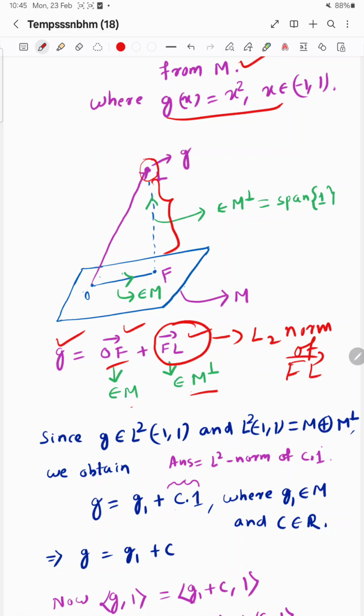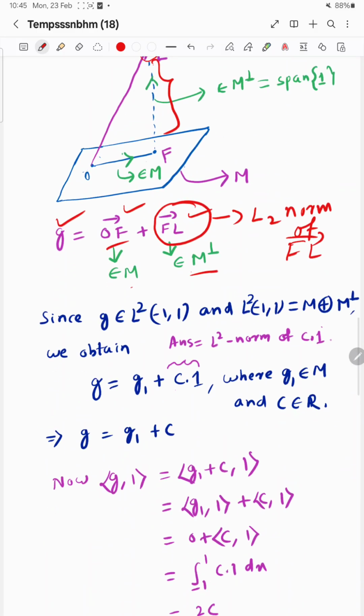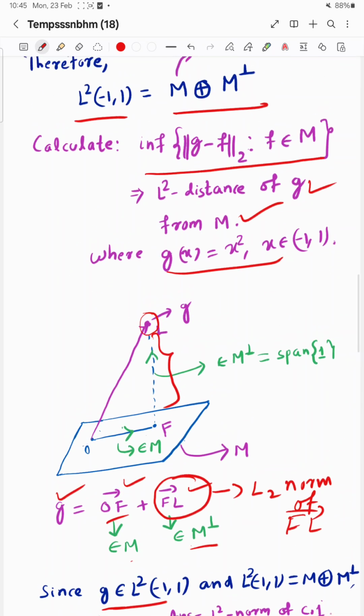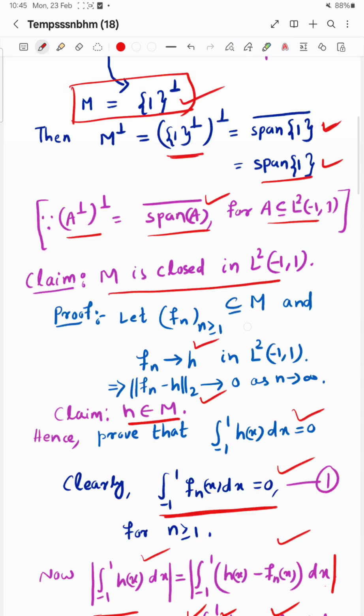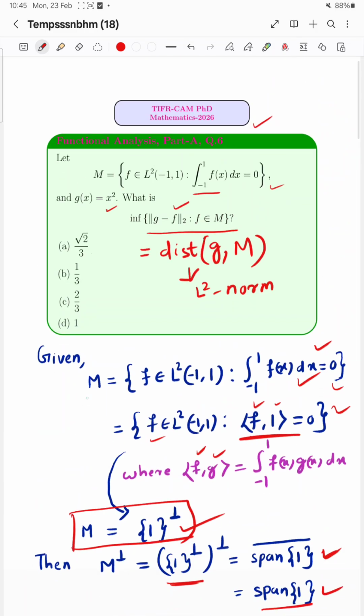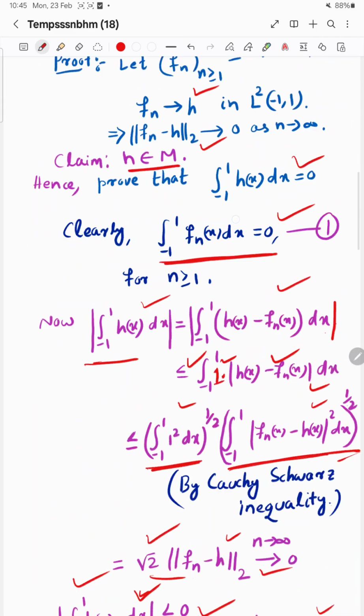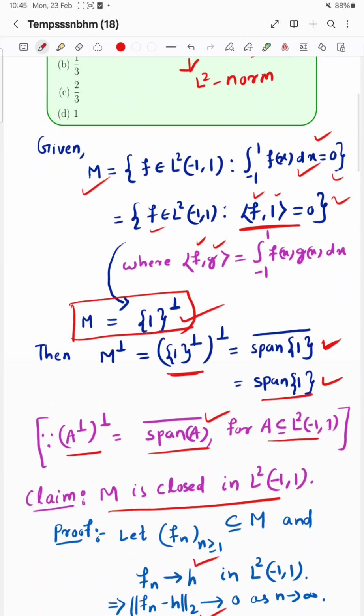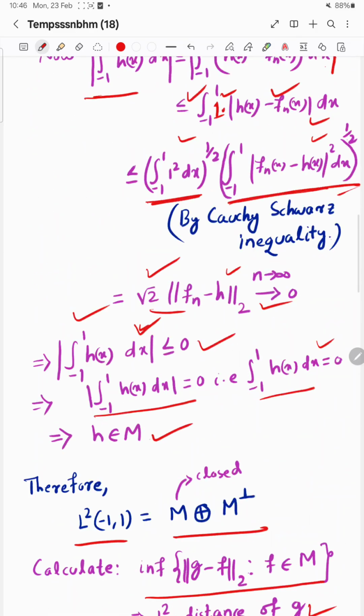Okay, so this is our required answer. Therefore we will write: here we are given that g is in the L2 space. And what is our set M? M contains this set, and M perp is what? Here we have already calculated that M perp is the span of 1. Okay, it will be used.